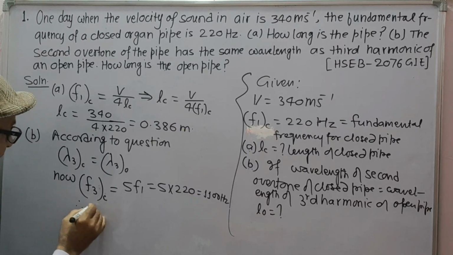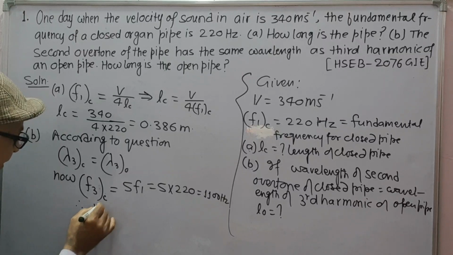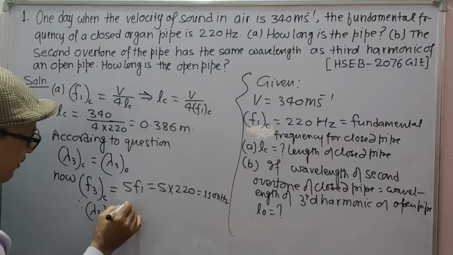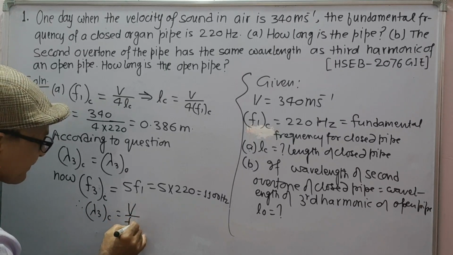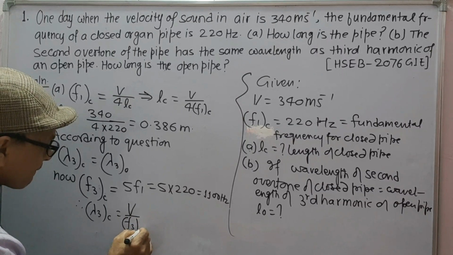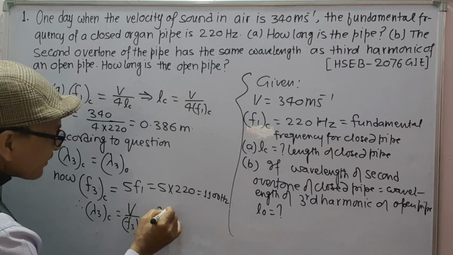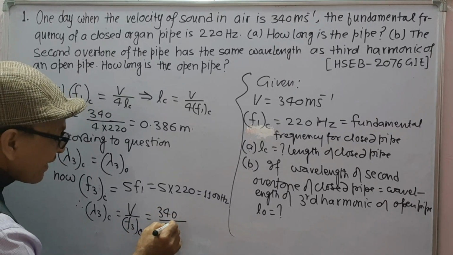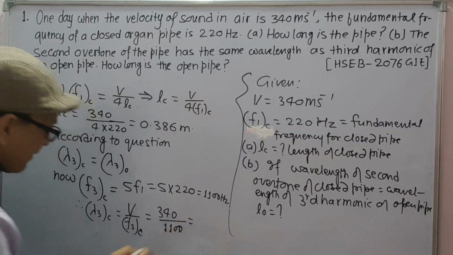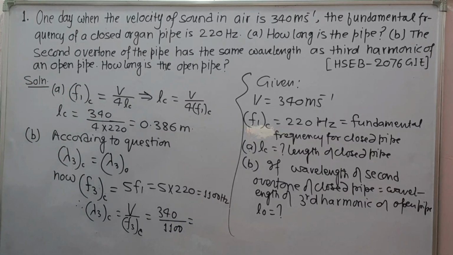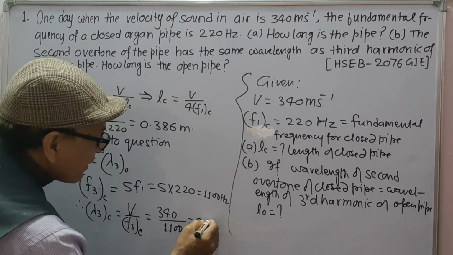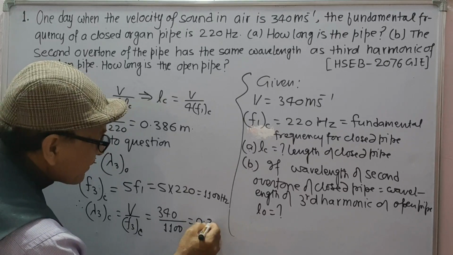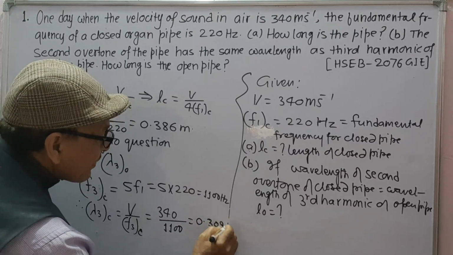Therefore, lambda 3 of closed will be equal to v upon F3 closed, which gives 340 upon 1100, which gives 0.309 meter.